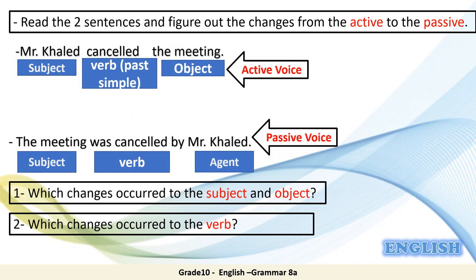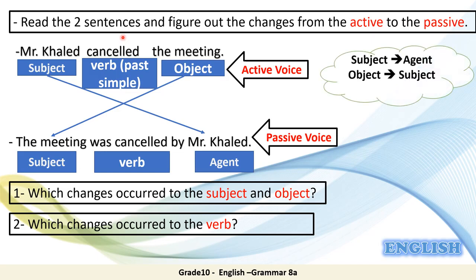And what if the verb in the active sentence is in the past simple? Let's read this example. Mr. Khalid cancelled the meeting. What do you notice? Which changes occurred to the object and subject? Good. Like in the previous sentence, the subject becomes agent and the object becomes a subject.